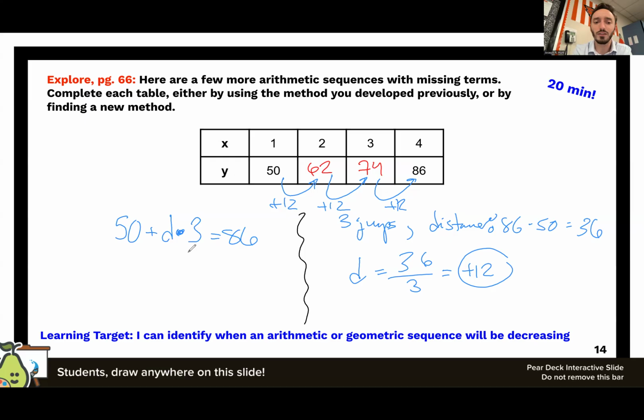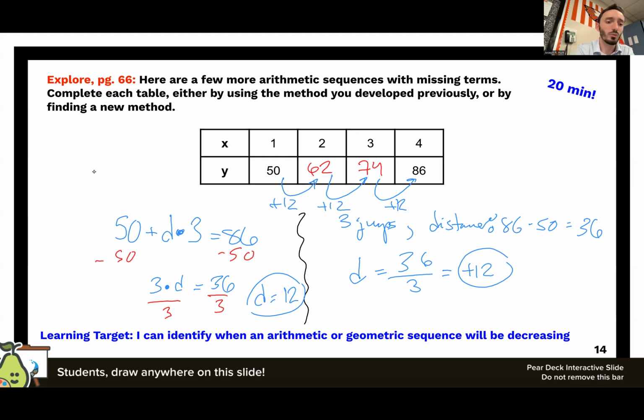To solve for that variable and get it by itself, I've got to subtract 50 from both sides, so that I've got 3 times d equals 36. But then how do I undo multiplication by 3? I can divide by 3. That's going to give me the same answer, just a different way. I'll see that my common difference is 12. So you could think about it more like grouping in hops and then thinking about how far each hop has to go. That leads into this more algebraic equation approach where we say 50 plus 3 unknown long hops equals 86, which gets us that same common difference.